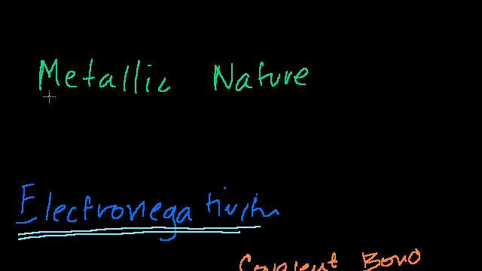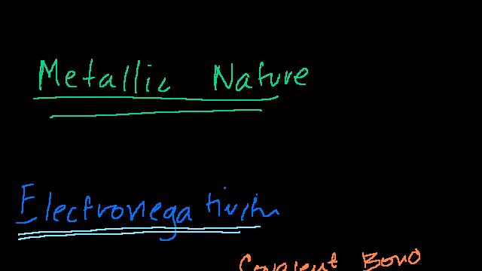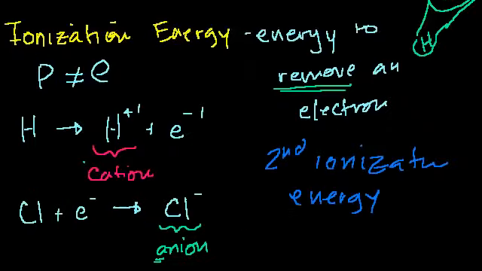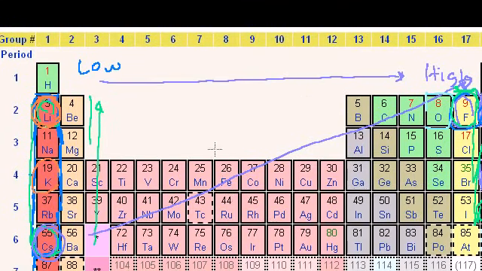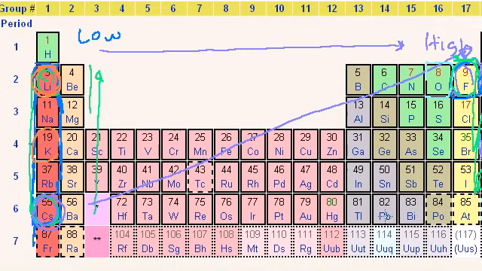Metallic nature of an element. There's a lot of things that in my mind I imagine when someone talks about metallic nature. I imagine it should conduct electricity, it should be shiny, it should be malleable, and I can kind of bend it without it cracking. That's how I imagine metallic nature.